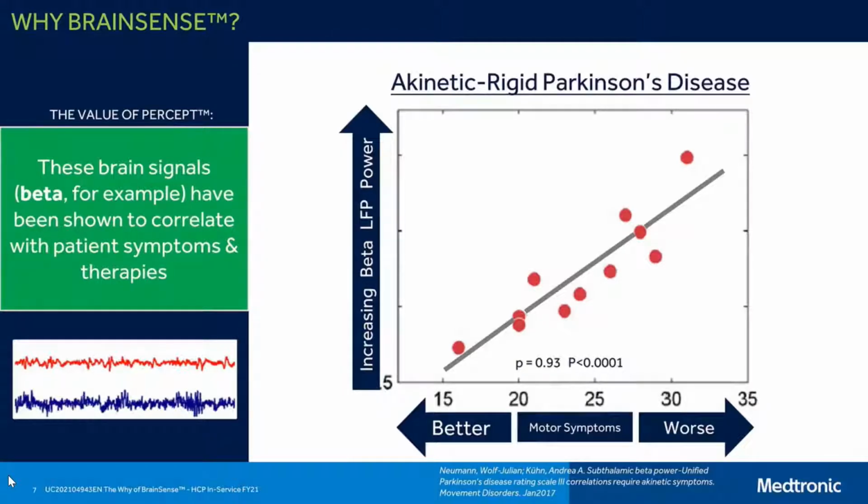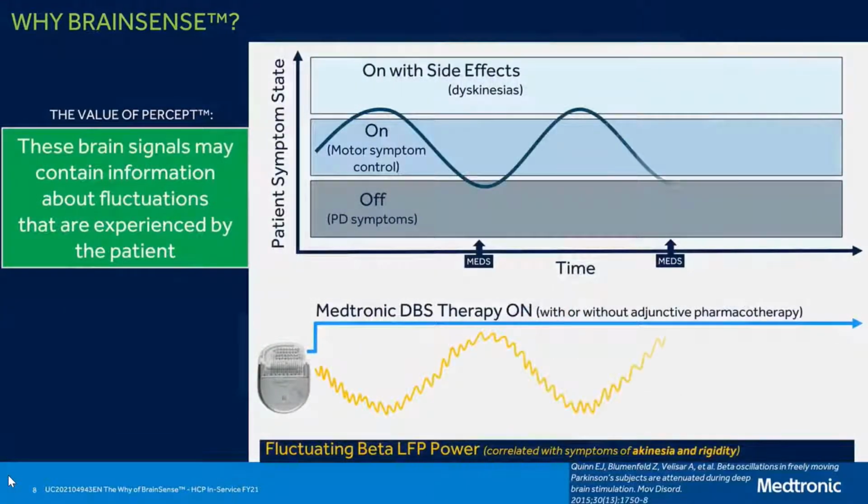The graph on the right shows what can be best described as a linear relationship between beta LFP power and a PD patient's motor symptoms as measured by UPDRS. And so to the right of the graph, the patient's motor symptoms are significant and the corresponding beta power measurement is elevated. And to the left side of the graph, the patient's motor symptoms return to the on state and the beta correspondingly decreases. The brain signals recorded using BrainSense can contain valuable information about that patient's symptom fluctuations and their overall disease state while outside of the clinic.